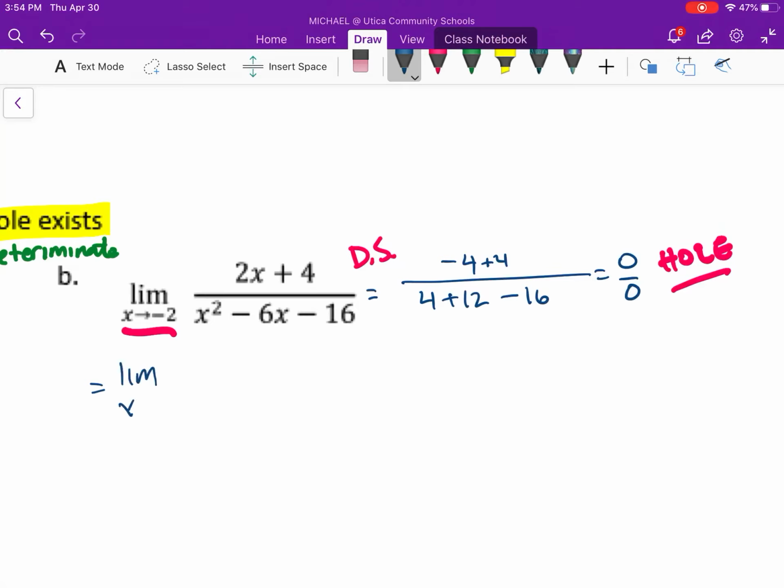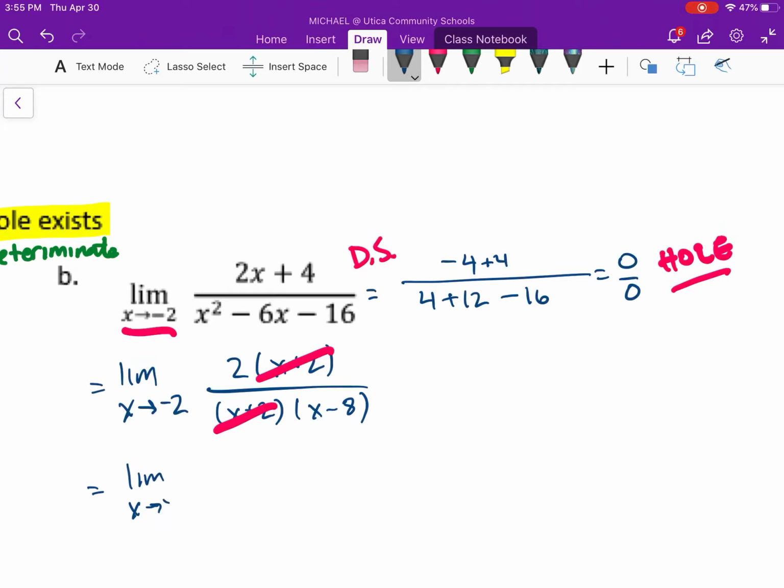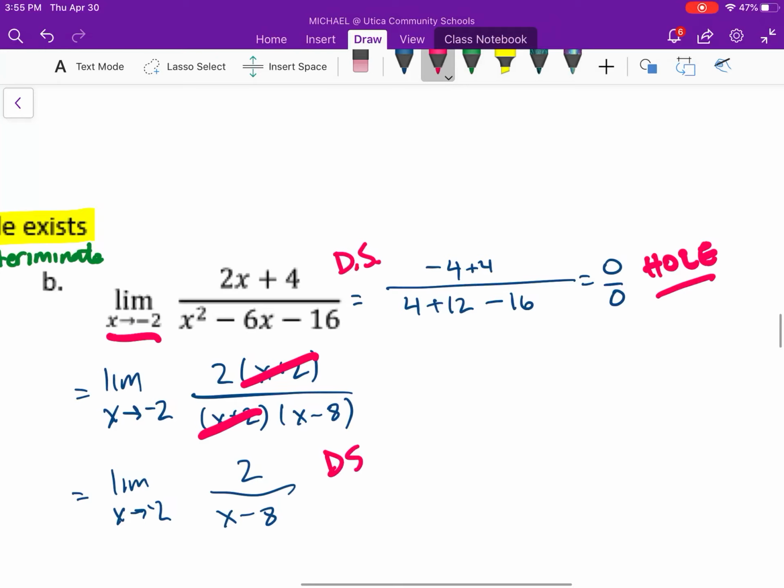All right, so this will be the same as the limit as x approaches negative 2. I can factor out a 2 on top. And the bottom factors out to be, I know there's got to be an x plus 2 because there's got to be a hole there. And then the rest is x minus 8. I can cancel out or remove that hole, which means that I have the same limit as 2 over x minus 8. I'm going to try direct substitution again, and I'm going to get 2 over negative 10, or negative 1/5, and that is the limit.